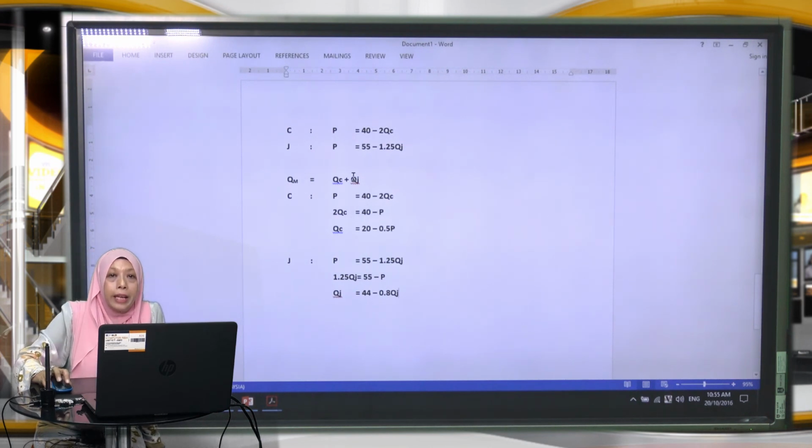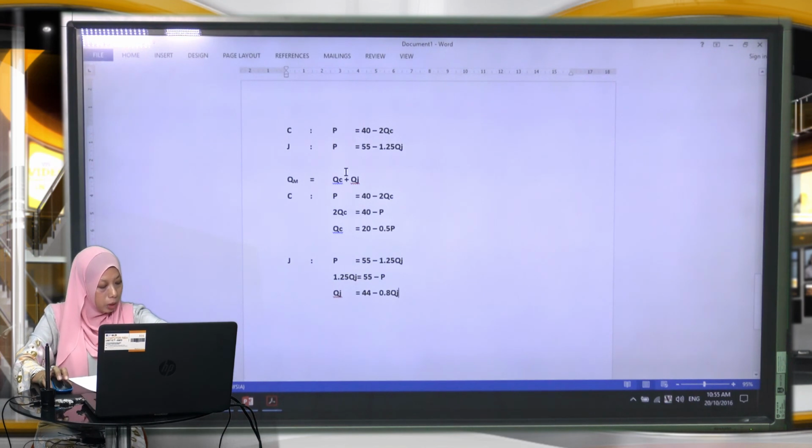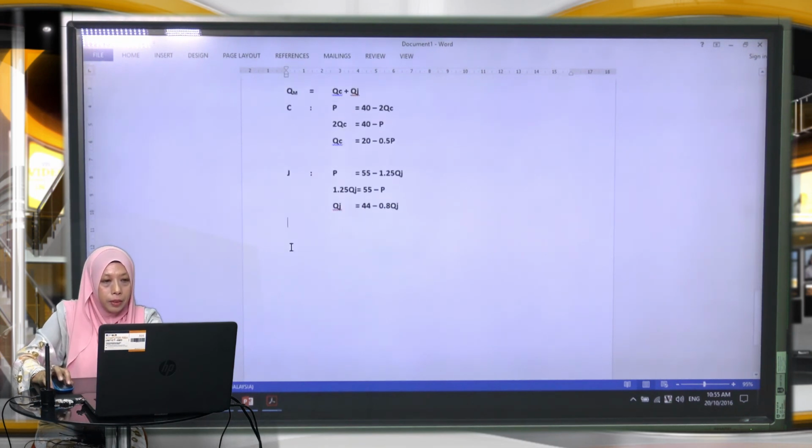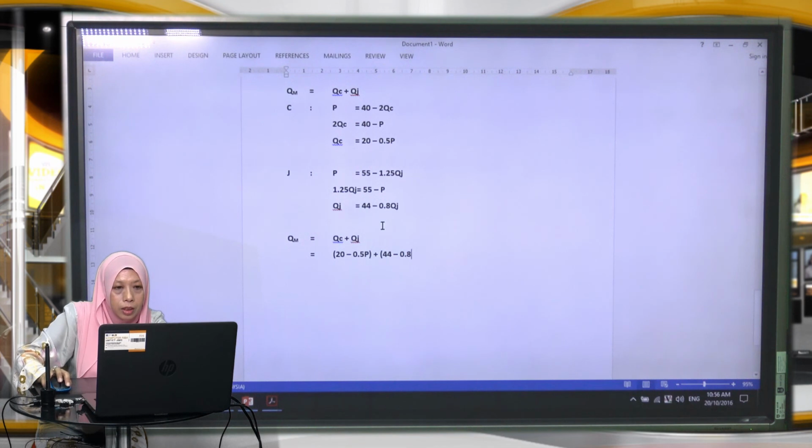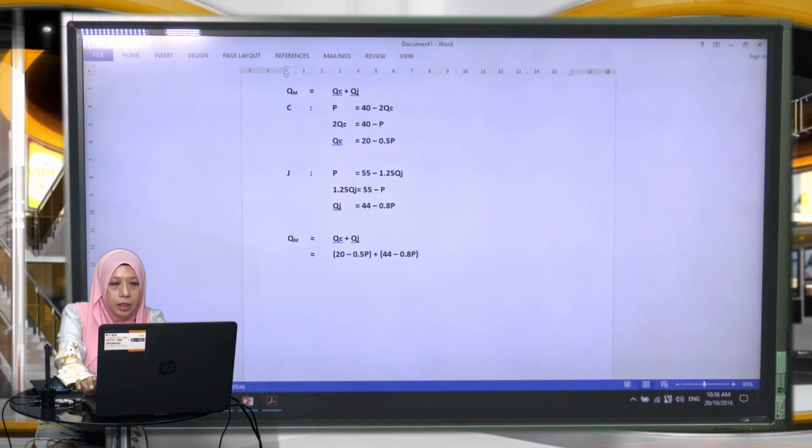Now going back to the question. What does the question want? It wants you to derive the market demand curve function, and it requires you to sum up the individual Q functions. Where your QC is 20 minus 0.5 P, plus QJ, where your QJ is actually 44 minus 0.8 P. There was a mistake here, it's supposed to be P, so 0.8 P.